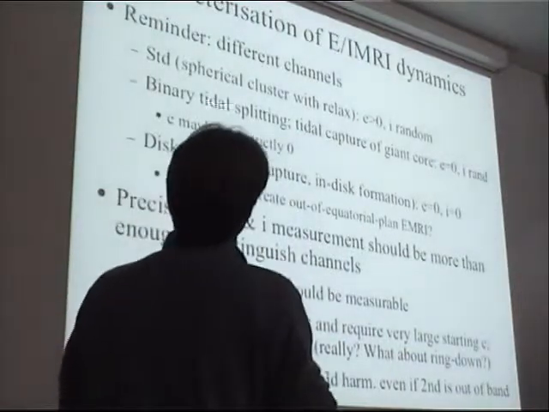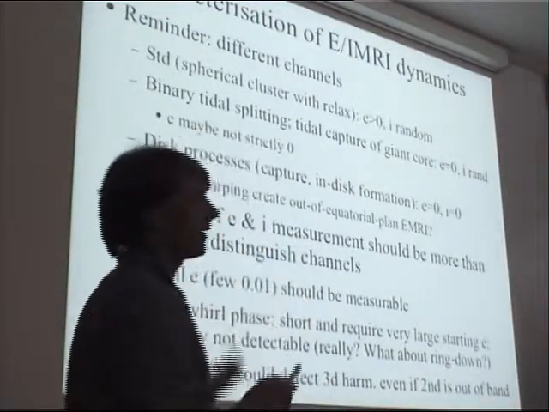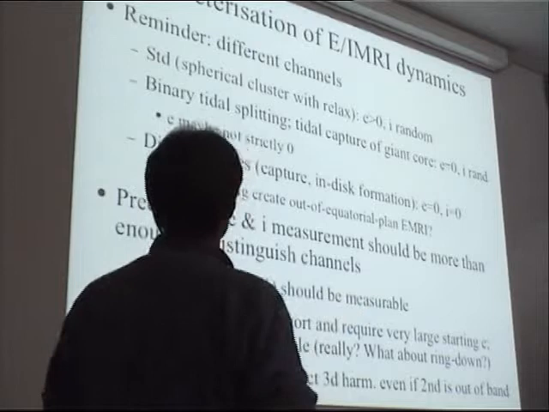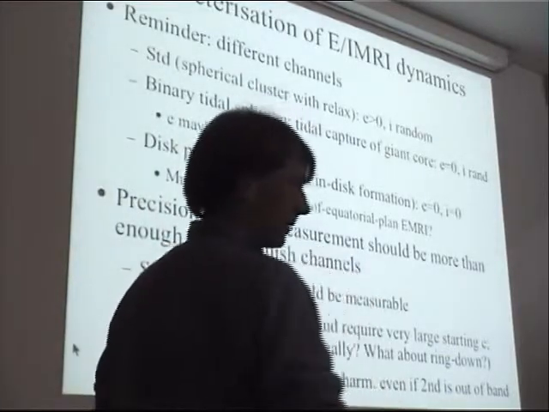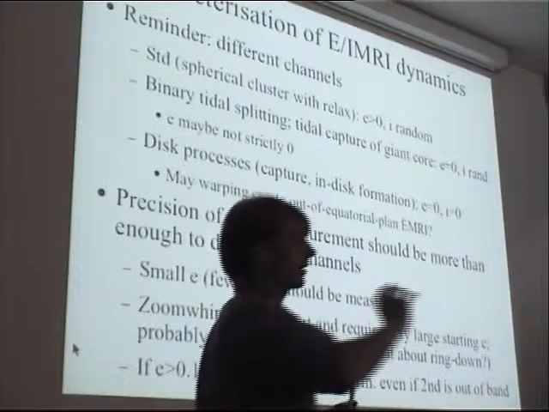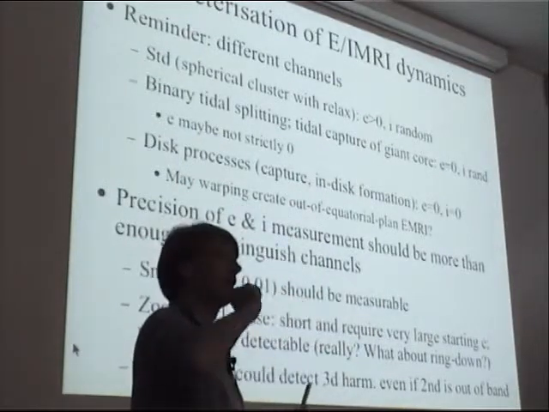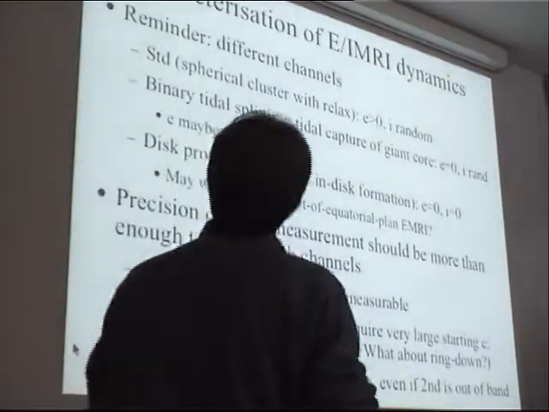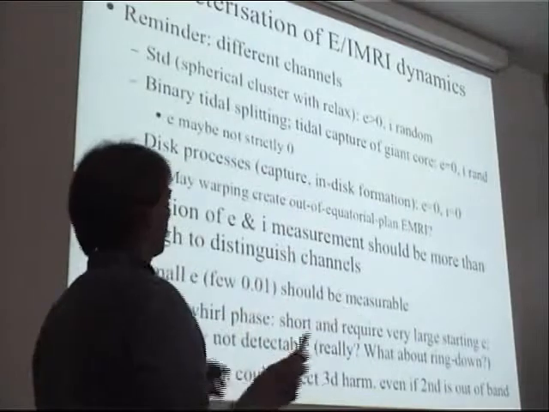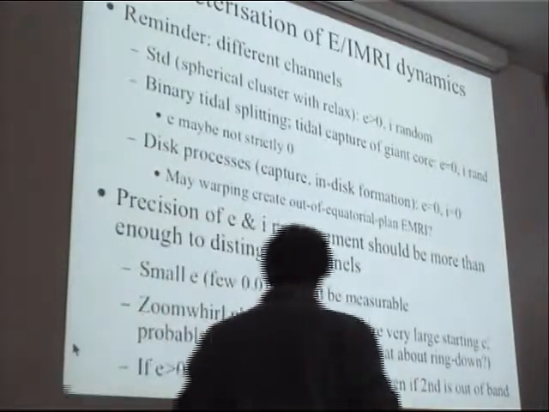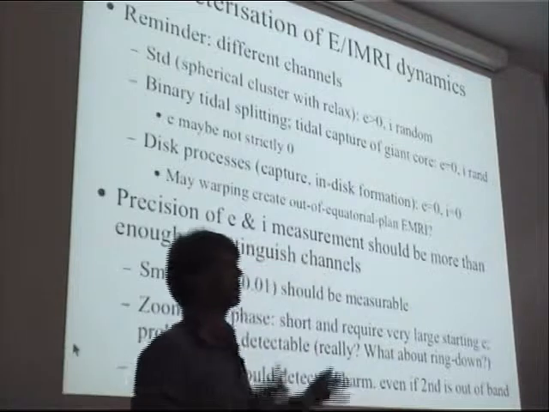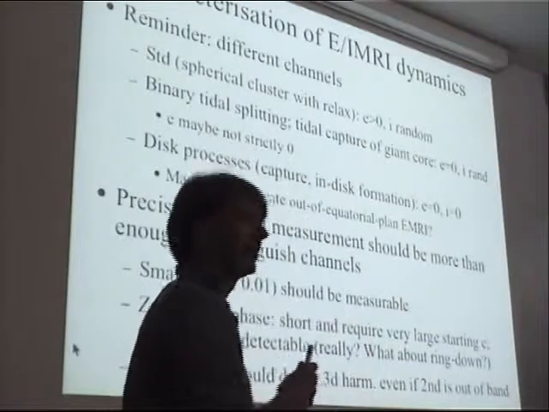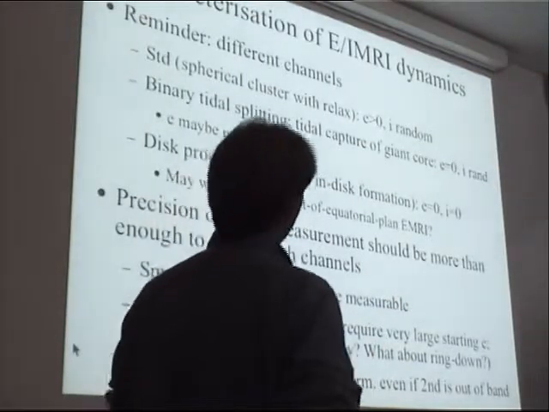So the standard spherical cluster with relaxation will have a relatively large eccentricity, easy to detect, and probably a random inclination, although they may be biased. I mean, it's apparently easier to detect an MRI which occurs on a prograde orbit around a fast-spinning black hole. So even if the star cluster is isotropic around the black hole, and even if MRI is occurring in an isotropic way, it does not mean that they will be detected equally, independent of the inclination angle.